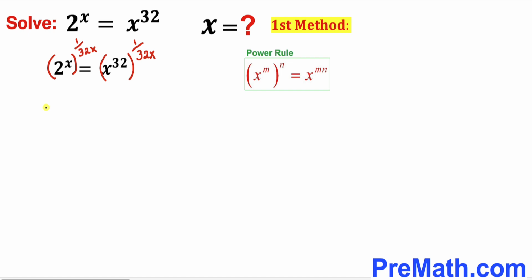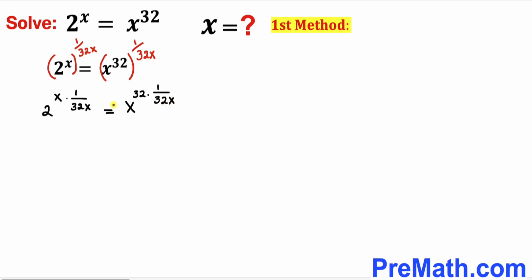So therefore, the left hand side is going to become 2 power x times 1 divided by 32 times x, and the right hand side is going to be x power 32 times 1 divided by 32 times x. And now we can see this x and x is gone. Likewise, this 32 and 32 is gone as well. So therefore, on the left hand side, we end up with 2 power 1 divided by 32, which is going to be equal to, on the right hand side, x power 1 divided by x.